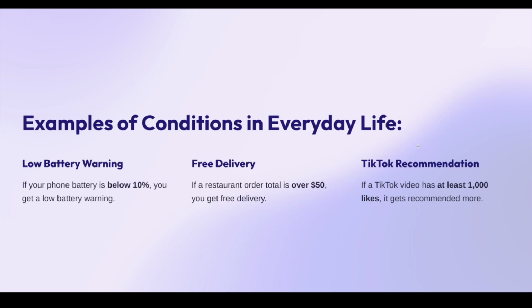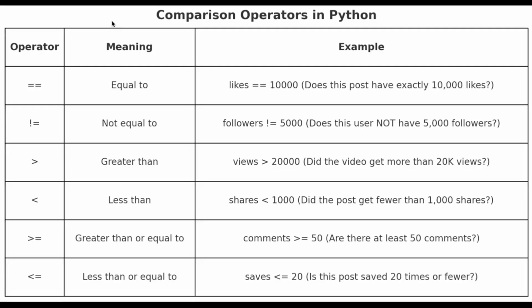So here are some examples of conditions in everyday life. If your phone battery is below 10%, then you get a low battery warning. If a restaurant order total is over $50, you get free delivery. If a TikTok video has at least 1,000 likes, it gets recommended more. All of these are conditions, and they check if something meets a certain rule, and then it will return either true or false. Let's take a look at this comparison operator chart here.